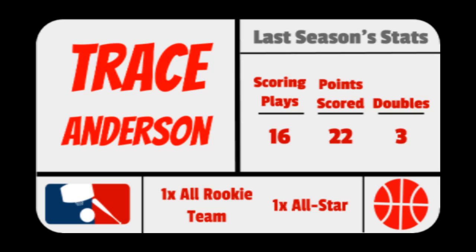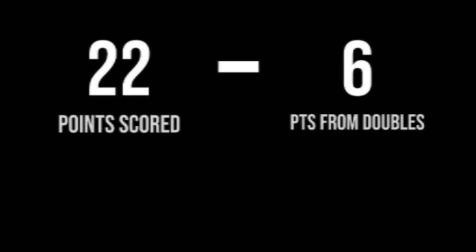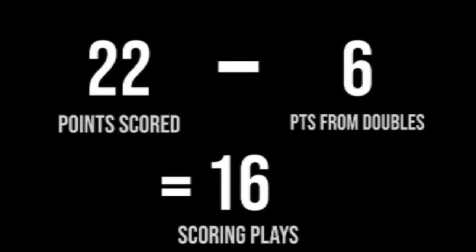For example, Trace Anderson on the Ballers had 22 points on the season last year, while also having 16 scoring plays. He scored a total of 3 doubles last year, and each double counts as 2 points each. So if you take the 22 points scored and subtract the 6 points from doubles, that's where you get the 16 scoring plays.